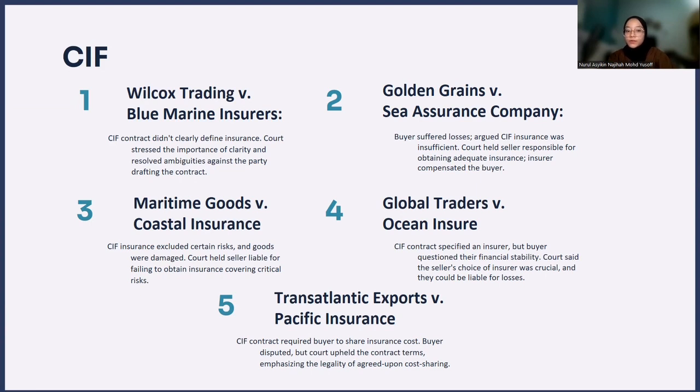The third one is Maritime Goods versus Coastal Insurance. CIF insurance excluded certain risks and goods were damaged. So the court held the seller liable for failing to obtain insurance covering critical risks. The fourth one is Global Traders versus Ocean Insure. The CIF contract specified an insurer, but the buyer questioned their financial stability. The court said the seller's choice of insurer was crucial and they could be liable for losses.